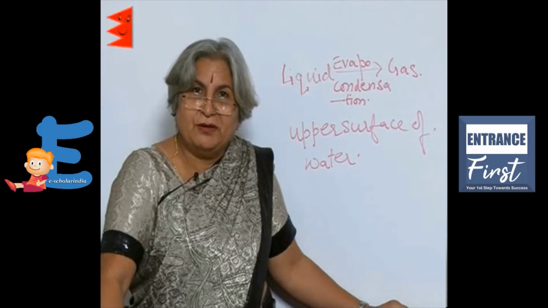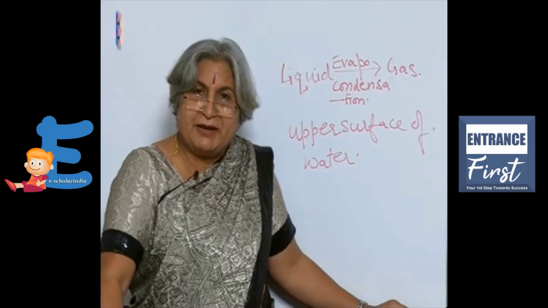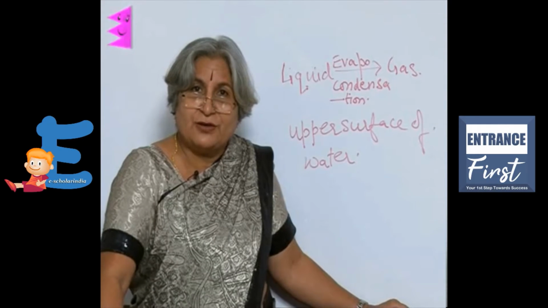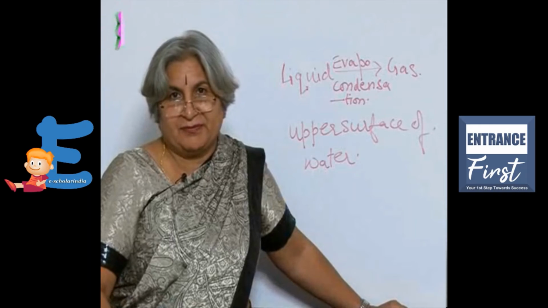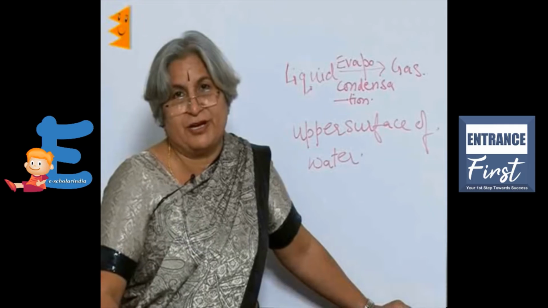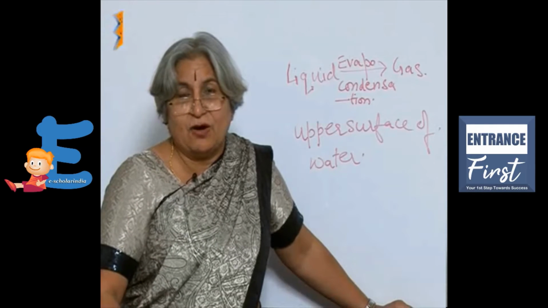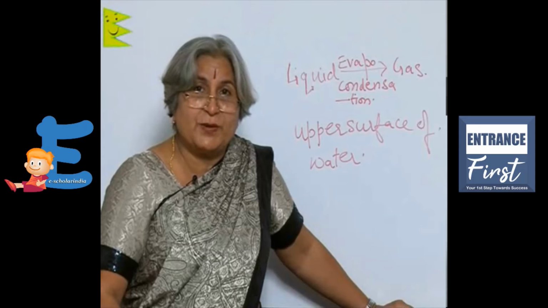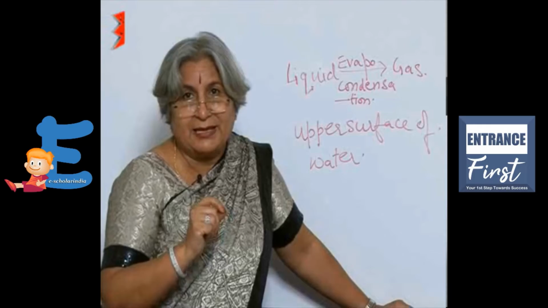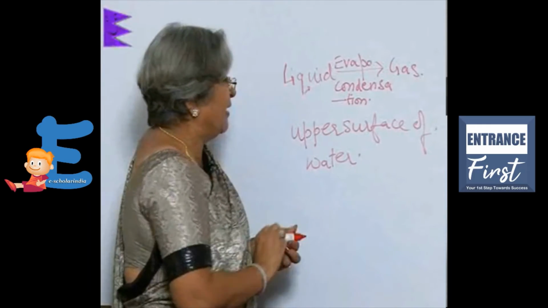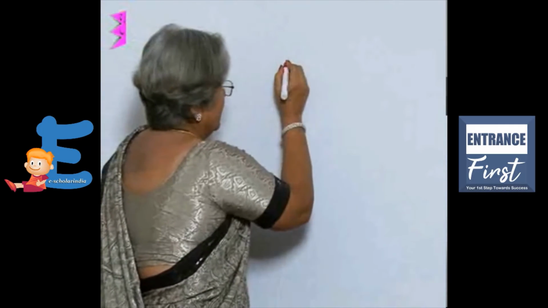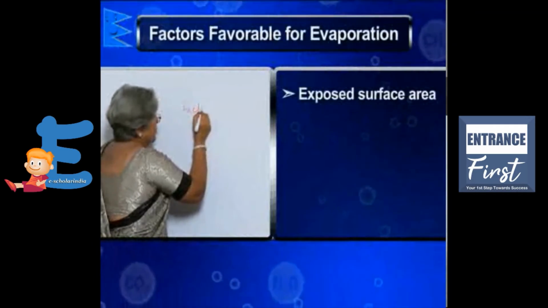So how do you improvise? In winter or rainy season, not only do you put it inside the house, you also switch on the fan. That means the factors which can increase or decrease evaporation are there. And also, when you want to dry your clothes, you spread them well. So from these examples, we can say that the factors which are favorable for evaporation are: first, the exposed surface area.